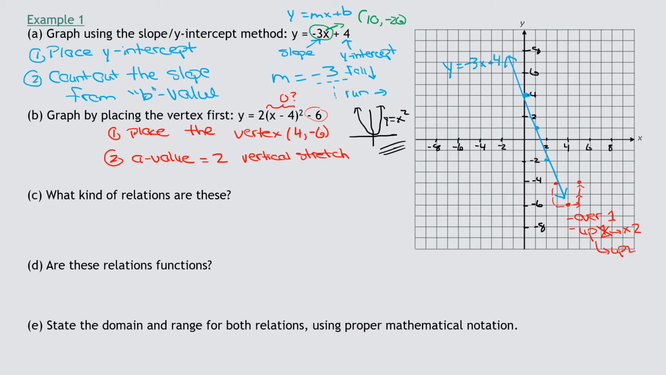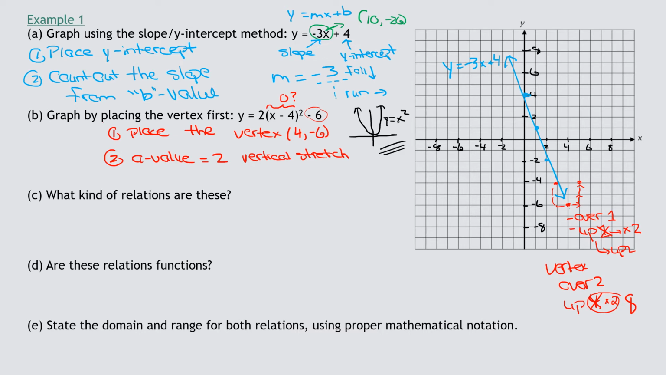Let's try that again. I'm going to go back to the vertex. So start at the vertex. And if I didn't have an a value, or the a value was an invisible 1, I would normally, from my vertex, go over 2, and then I would go up 4. That's what I would do if my a value was 1. But this piece has to change. I can't go up 4. I take that 4, I multiply it by my a value. So I'm really going to go up 8. So instead of over 2 and up 4, I'm going over 2.